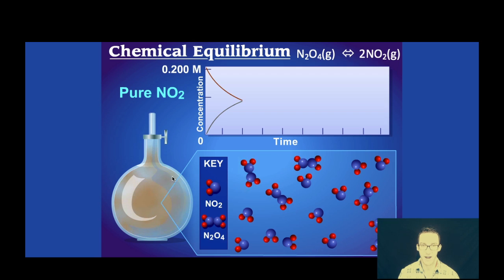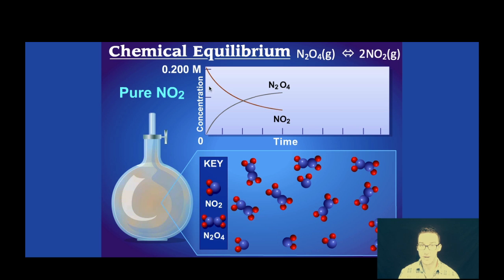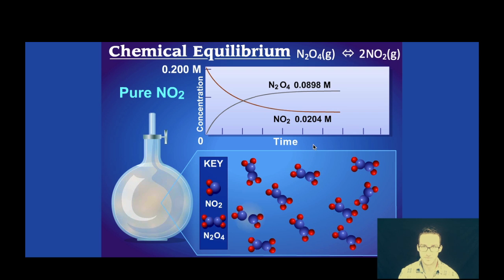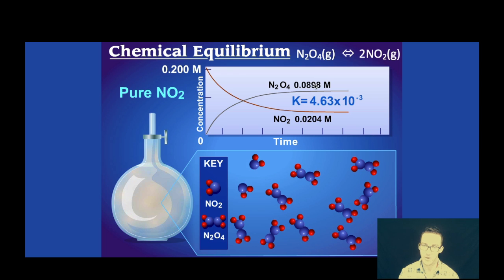We've got a very brown gas here, and mostly NO2 molecules. As the reaction proceeds, though, that NO2 starts to form the N2O4 until we reach dynamic equilibrium. In other words, the rate of the formation of the products equals the rate of the formation of your reactants.